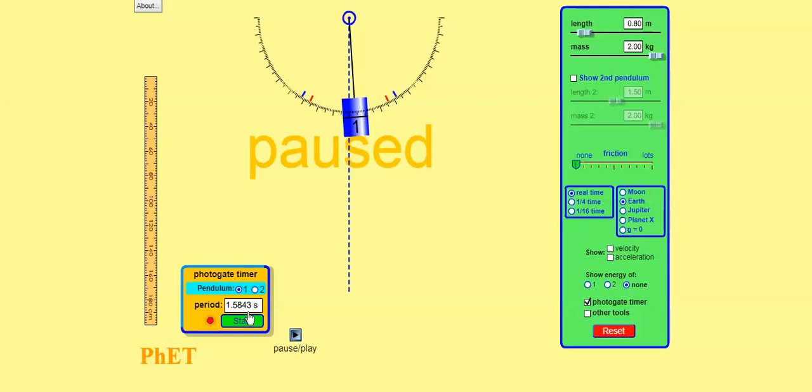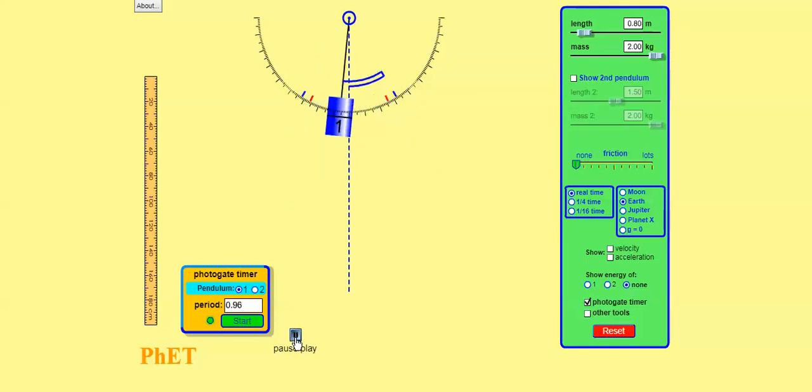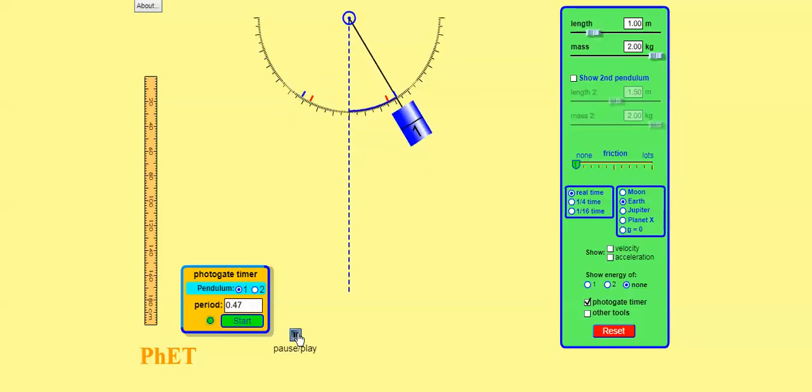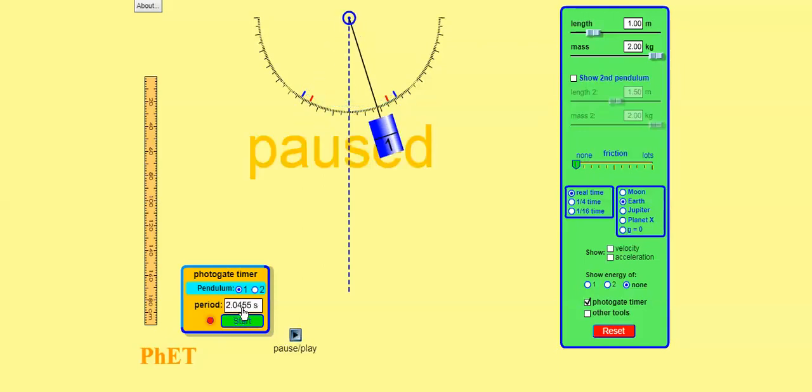We're going to move this up to 0.8. We'll restart the photogate and I'm going to bring this pendulum back to 32 degrees. This time for 0.8, we got 1.8296. Go ahead and record, and we'll move on to the next. For 1 meter, the value is 2.0455, and we'll do just a couple more.